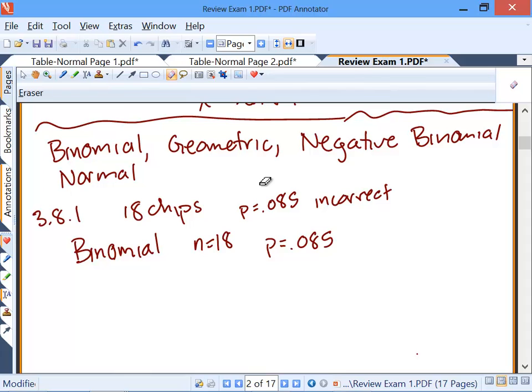Sorry, can you repeat why you say it was binomial? So the three things for binomial is you have to have in advance the number of trials. And we know that we're only looking at 18 chips. Okay. You have to have your probability of success stay constant for each chip. And they told us that each chip has a probability of 0.085. So this is a constant probability. Okay. And each chip should be independent of the other chips. And it doesn't actually say that specifically, but it does say that each chip has this constant probability, which does kind of imply that they are independent of each other, because otherwise the probabilities would change.